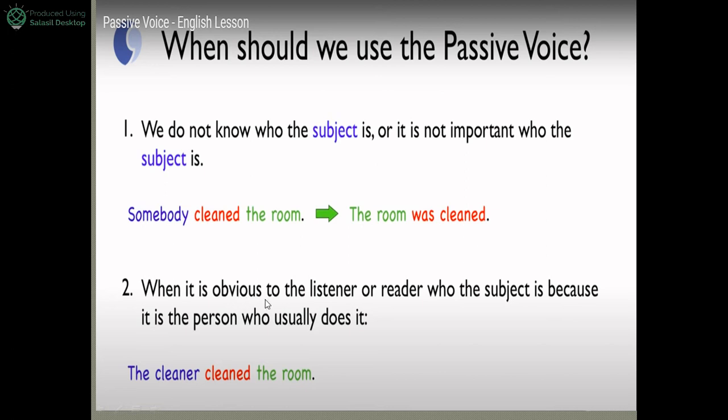Point 2, when it is obvious to the listener or reader who the subject is, because it's a person who usually does it. The cleaner cleaned the room. So in this case, it is not necessary for you to know who cleaned the room. What is important for you is that you want to have your room cleaned.